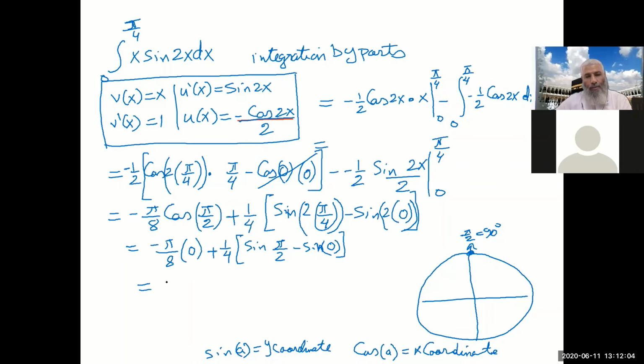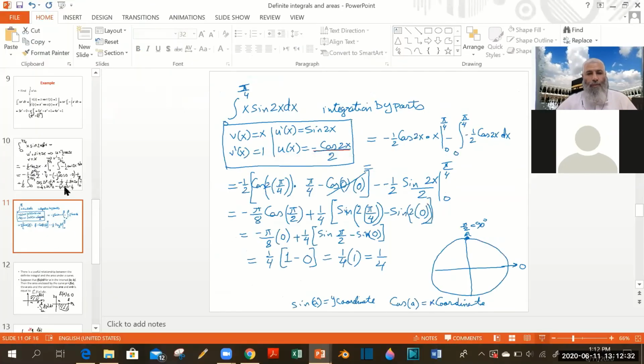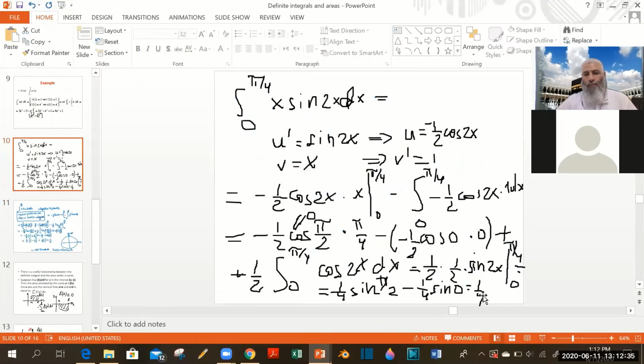So this part is 0, 1 over 4. Sine pi over 2 is what? It is 1. Minus sine 0. What is sine 0? 0. So the answer is 1 over 4 multiply 1, which is 1 over 4. Let's check. Did we solve right or not? Yes, 1 over 4. Alhamdulillah.